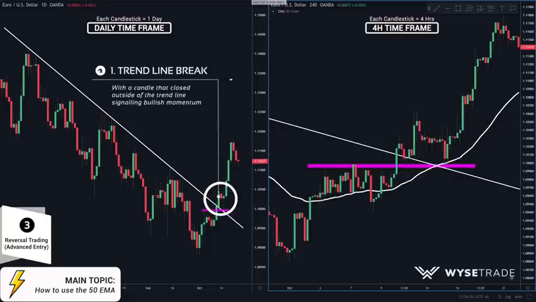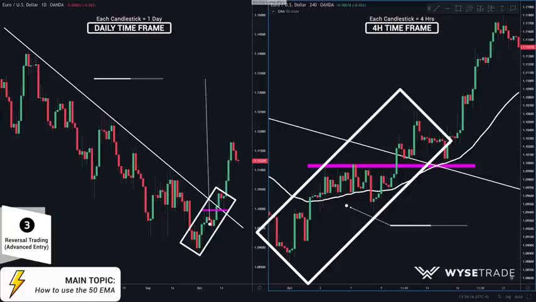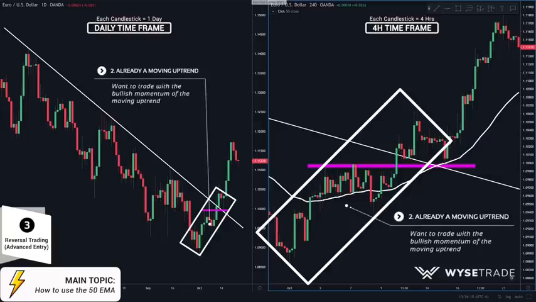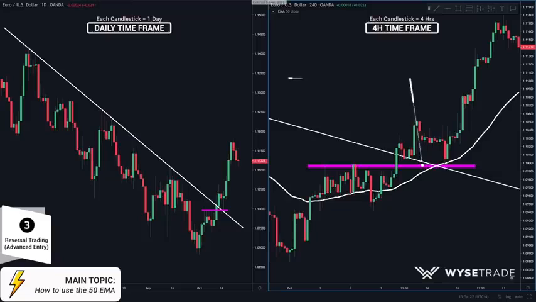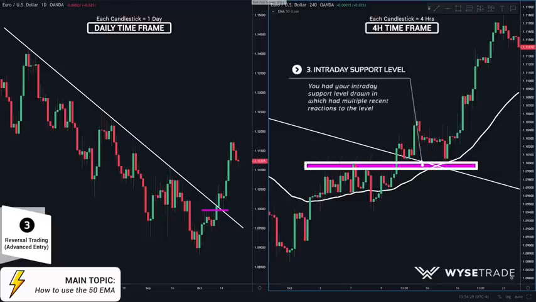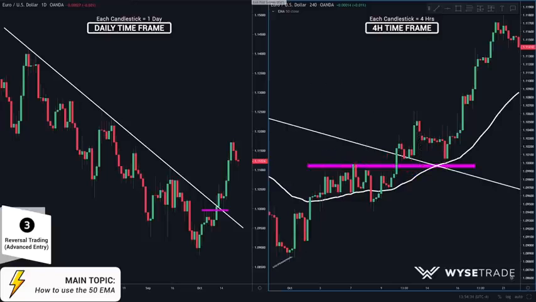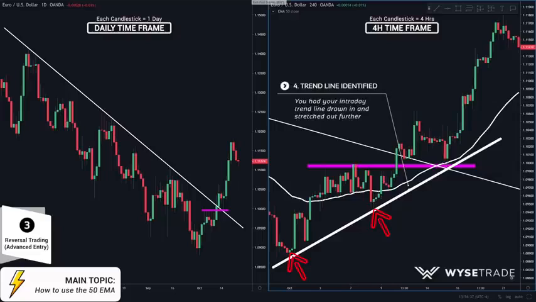1. On the daily time frame, we noticed that price broke through the long-term trend line and had a candle close outside of the long-term trend line to give us our short-term bullish directional bias. 2. This here is already a current moving uptrend, as price is making higher highs and higher lows, and we want to be trading with the uptrend momentum. 3. Here was your intraday support level, as you had multiple reactions right here, so you had it drawn in. 4. Here was your trend line because of these 2 points here, and you had it drawn stretched out further.